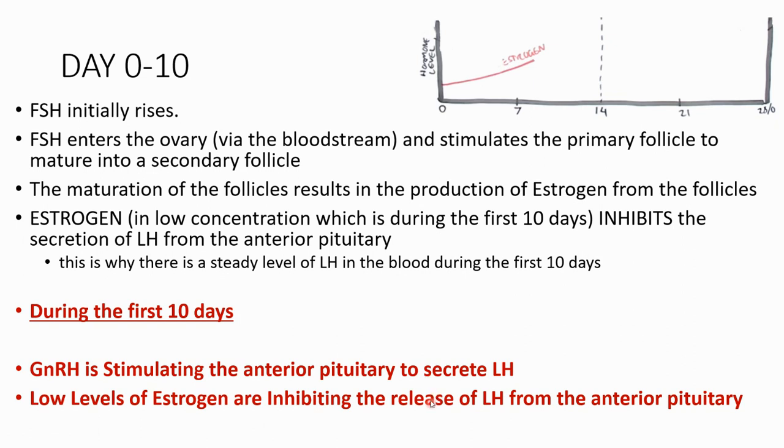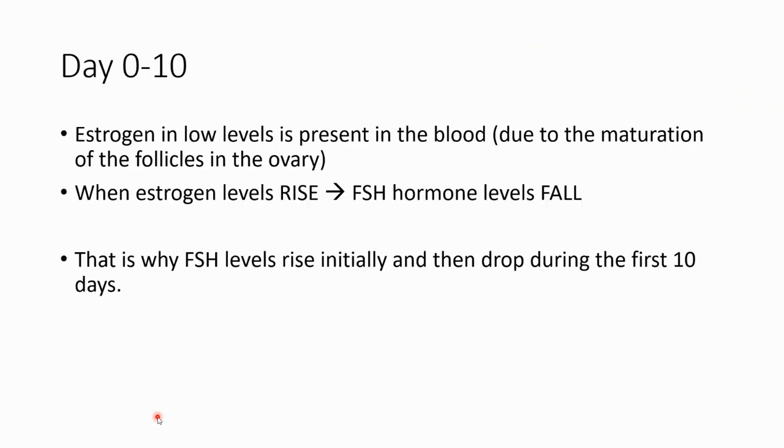So you have this interesting interaction here going on. One of them saying, hey, secrete it, and low levels of estrogen are saying, hey, don't. The low levels of estrogen win in this fight, okay? So it's going by those low levels of estrogen. Now, estrogen in low levels is present in the body due to the maturation. So where did this estrogen come from? It's coming from the maturing follicles. And as the follicles mature, the estrogen levels are going to go up. So when estrogen levels rise and they get to that higher point, that's when the follicle stimulating hormone falls.